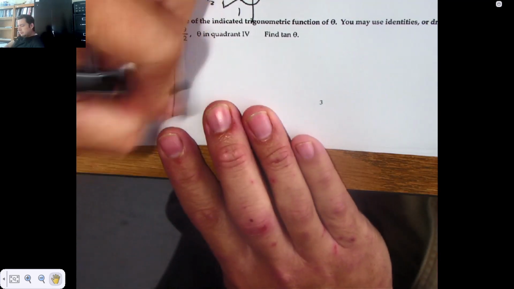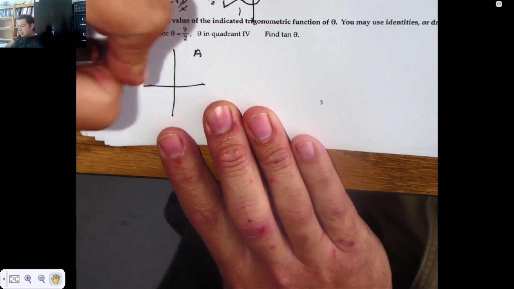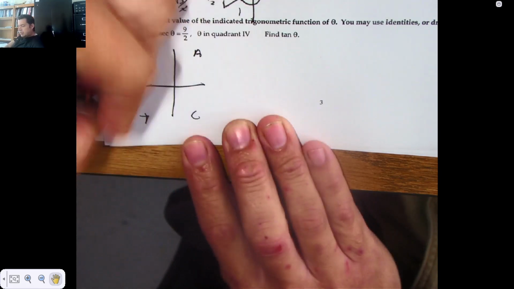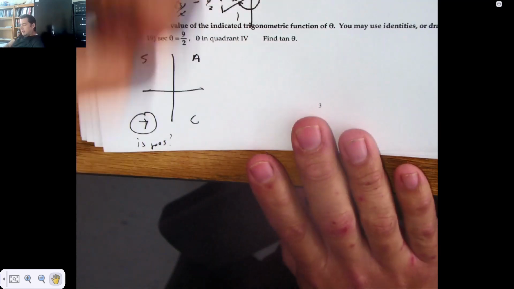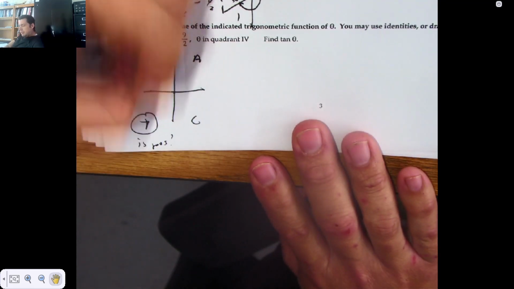19. Find the exact value of the indicated trig functions of theta. You may use identities or draw. We're in quadrant 4, by the way. All Students Take Calculus: tangent is positive. I know it's going to be a positive answer. I think most kids would have more success drawing.